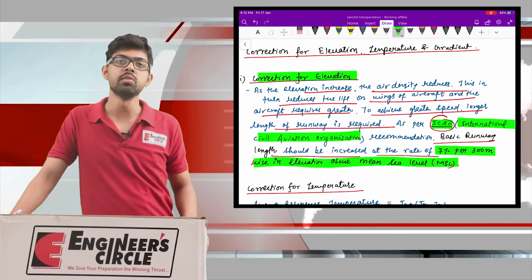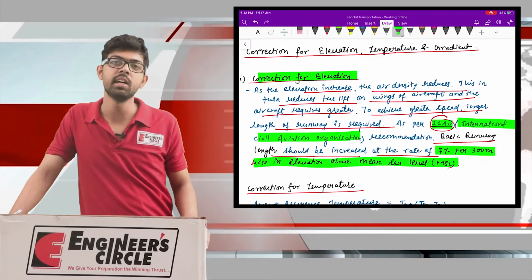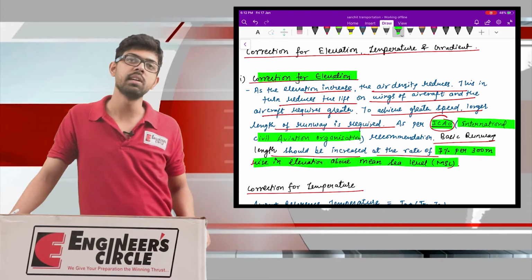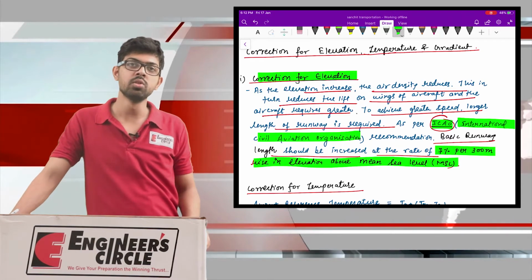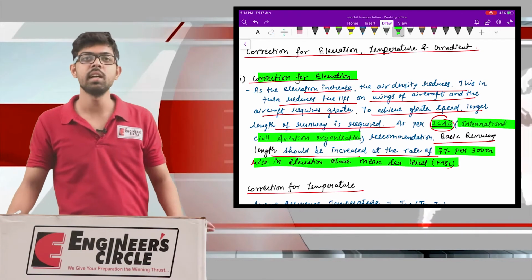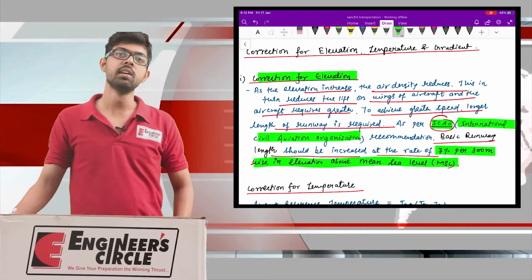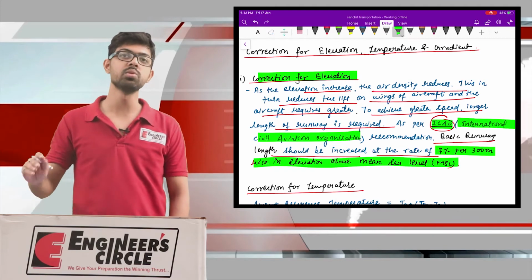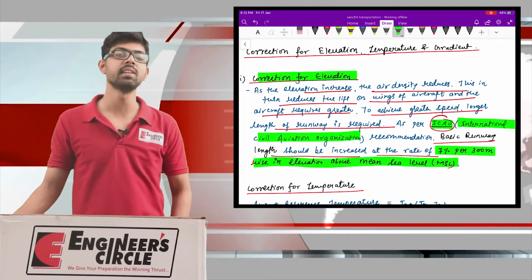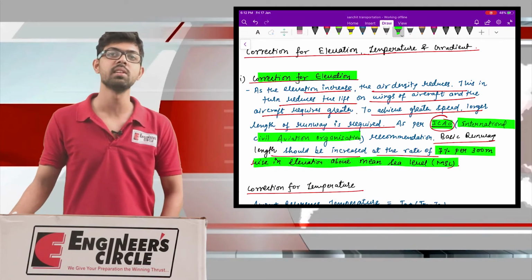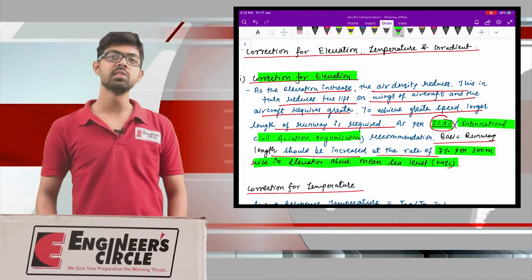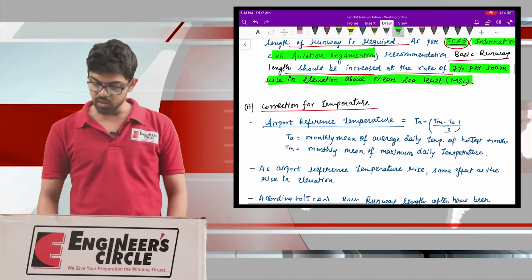Okay, so suppose your mean sea level is at 0 point and the actual elevation of the site is around 500 meter above the mean sea level, so you should apply the correction as 7% of the basic runway length per 300 meter rise in elevation. You should increase your basic runway length by a certain amount, and that amount is 7% per 300 meter rise in elevation above the mean sea level. Okay, so this is about the correction for elevation of the basic runway length.